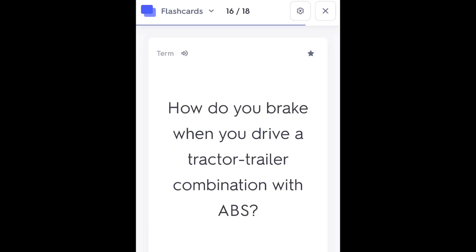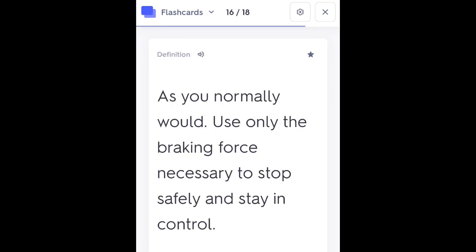Question 6 of subsection 5.4. How do you brake when you drive a tractor-trailer combination with ABS? The answer to question 6 is, as you normally would. Use only the braking force necessary to stop safely and stay in control.